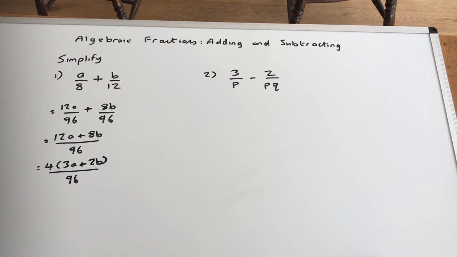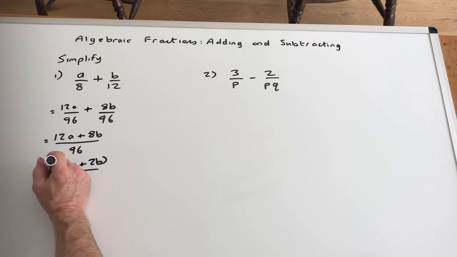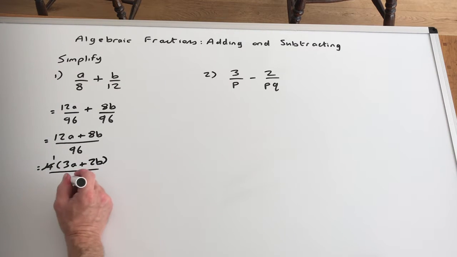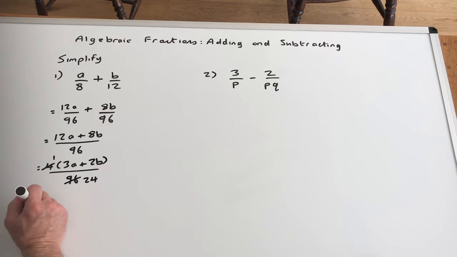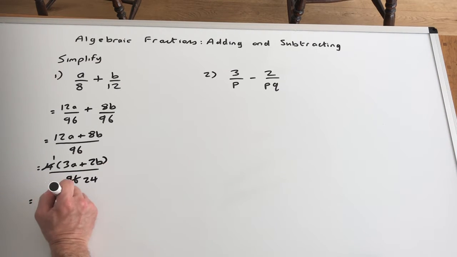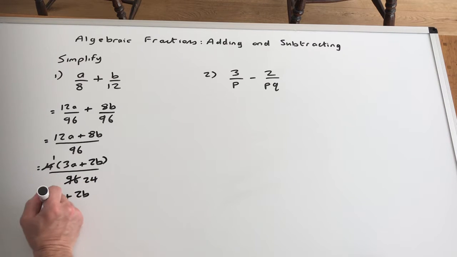I can see that I can divide the top and bottom by 4. Now again, this is quite cumbersome, but if I divide the top by 4, that becomes a 1. If I divide the bottom by 4, well, you've got to think about it a bit, but 4 24s are 96, so that would be a 24. So the final answer would be 3a plus 2b divided by 24. There's nothing wrong with that. If they said add these fractions and simplify, this is all correct.